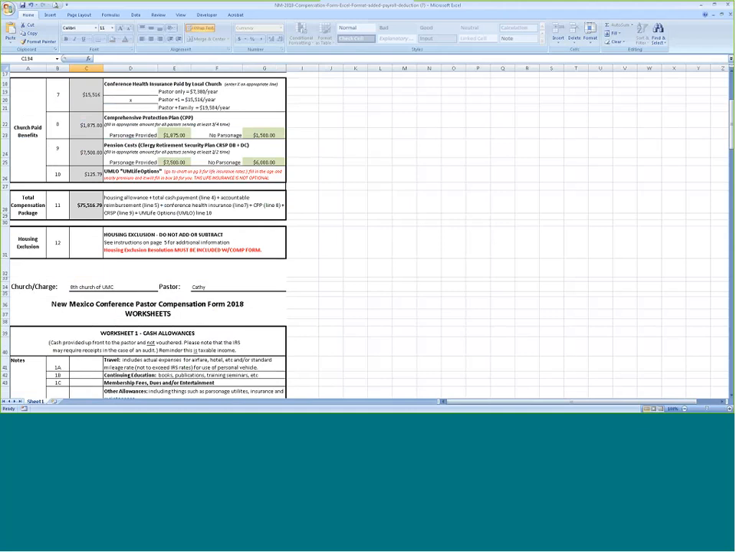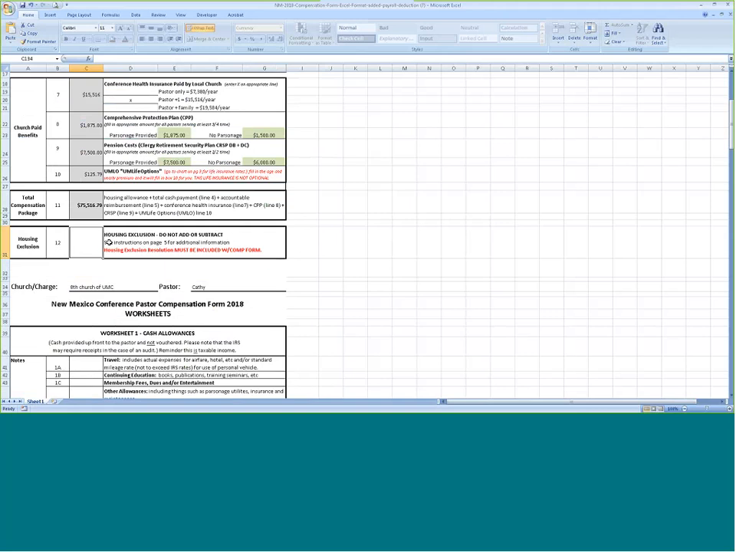Line 11, and you'll notice that this is the total compensation package. I thought this was important so that everyone understands what the church's obligation is to have a full elder or a full-time local pastor, and this is the church's obligation for all of the health and benefits and salary for the pastor. So this is what the church will be responsible for the year.